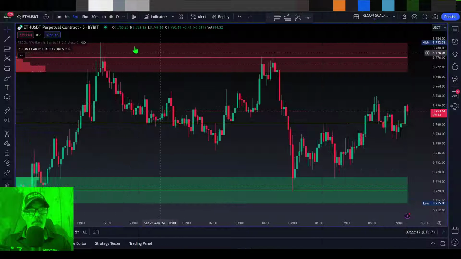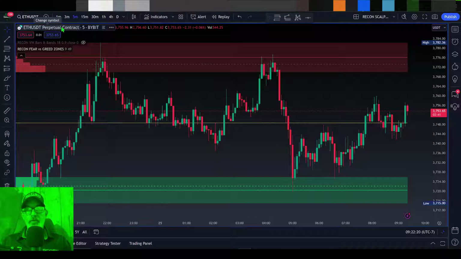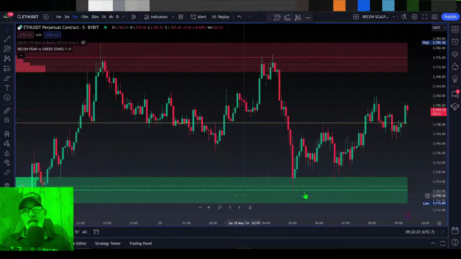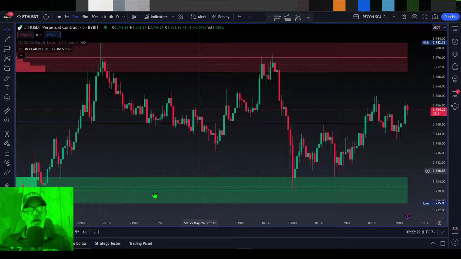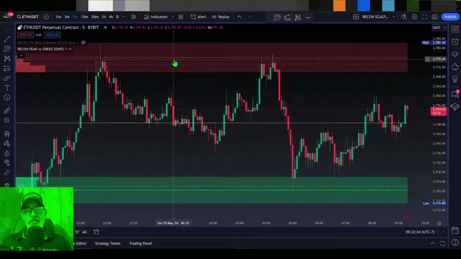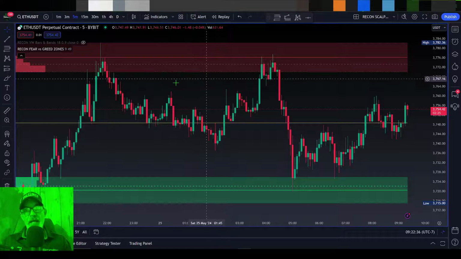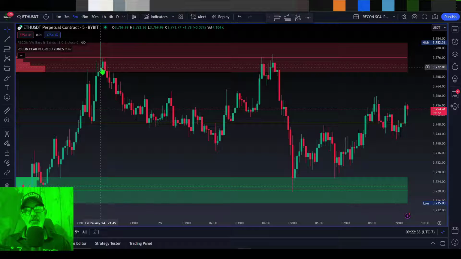And so we'll jump over here to the Ethereum perpetual contracts. It's the 5-minute candles, and I'm on the Bybit exchange. And you can see exactly how these zones act as support or perhaps resistance. Thus, you may be able to use them to enter shorts or longs.